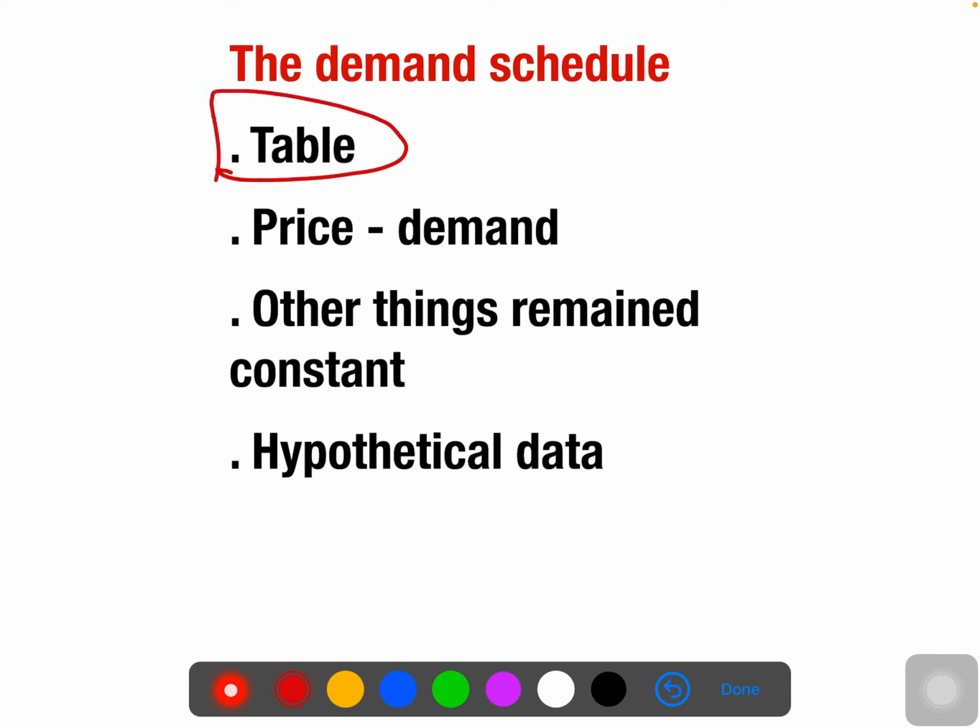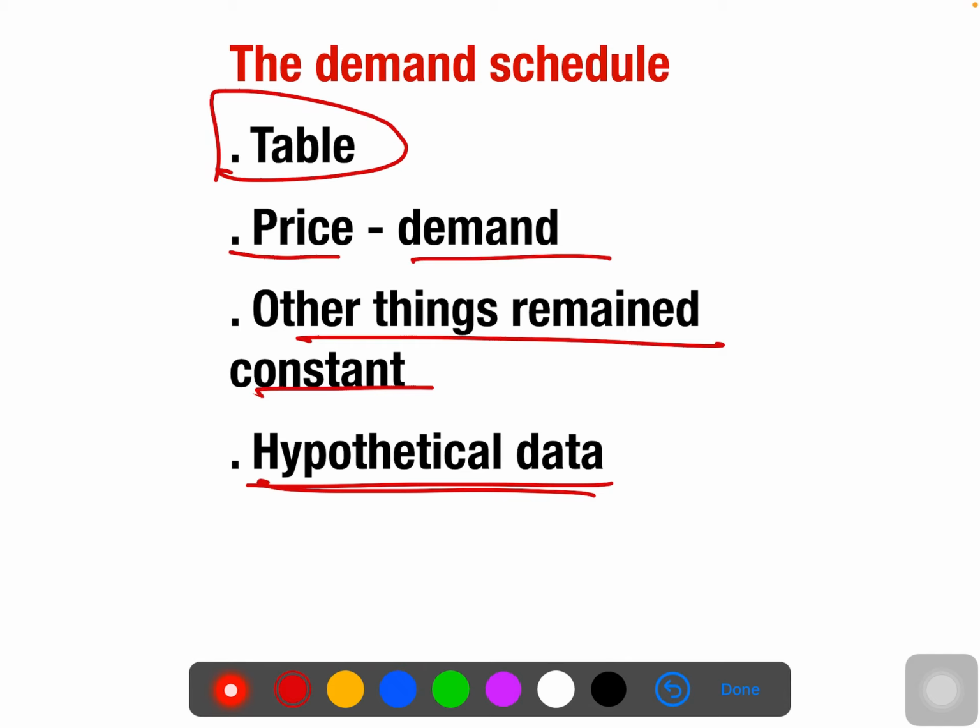It's a table which explains hypothetical, assumed data, which is not original. The data which we are going to see in the next slide is hypothetical. It is not the actual market information. That's why it's called hypothetical data. To express the law of demand in a table, we have created some hypothetical data. In it, we are considering two variables, price and demand, because the law of demand talks about the price and demand relationship, where all the other things are kept constant.